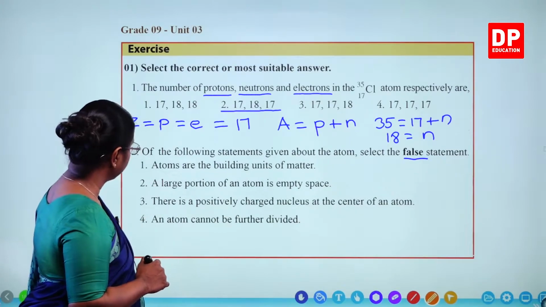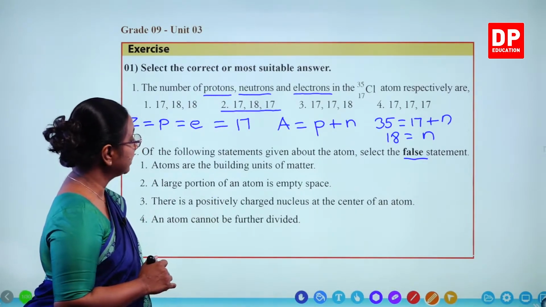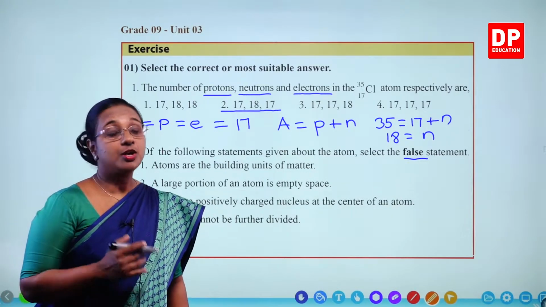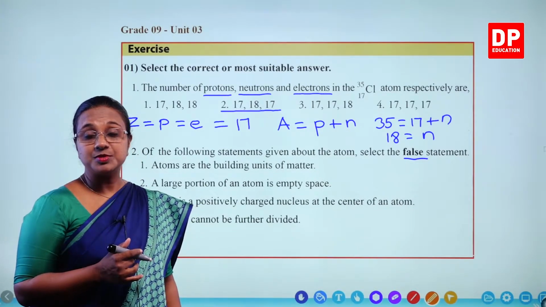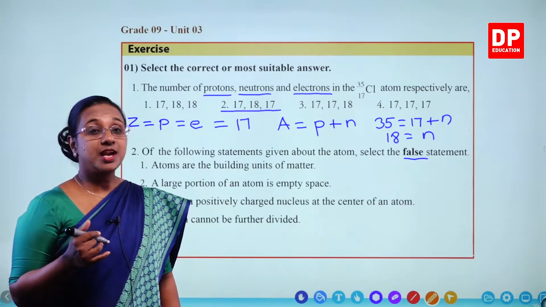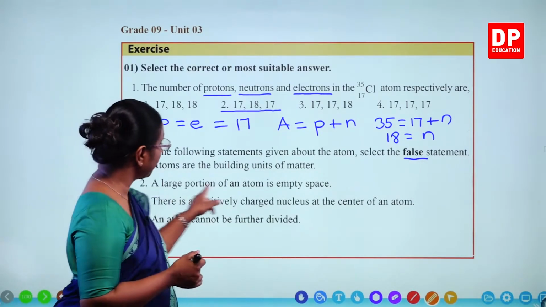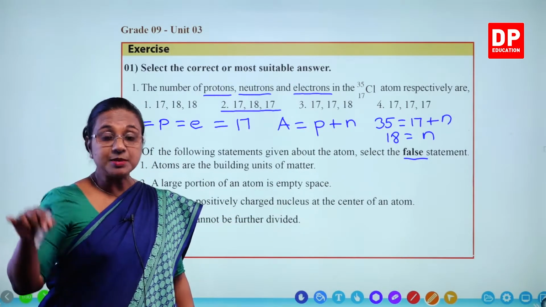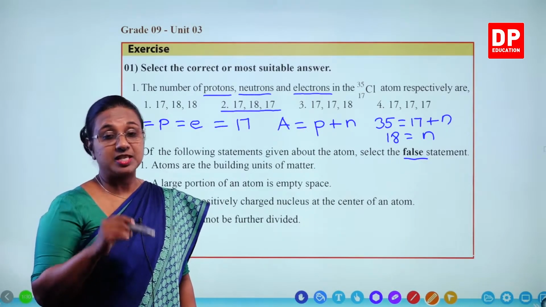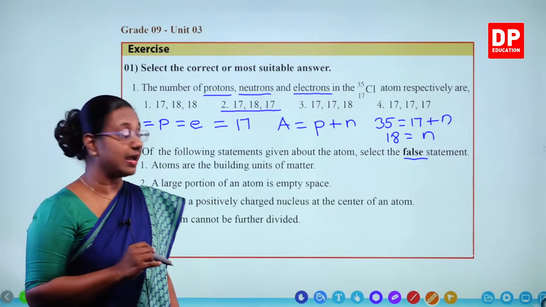Then the second one, a large portion of an atom is empty space. You all can remember the structure of atoms, students. Who proposed the structure of atoms? Ernest Rutherford. According to his structure, you all know the major part of the atom is empty space because the nucleus is a very tiny part.